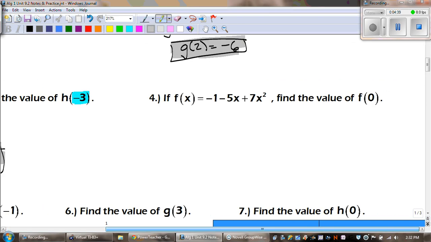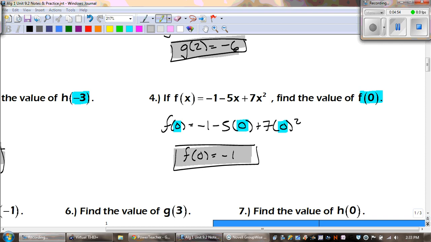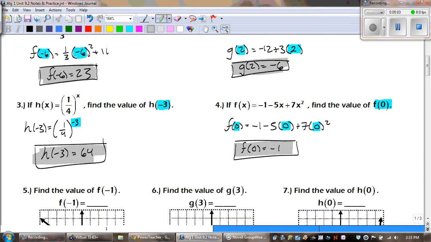All right, number 4, why don't you see if you can do number 4 on your own. Go ahead and pause the video, and good luck. Okay, and when you plug that into your calculator, you should get that f of 0 is -1. If you didn't get that, come in for help.